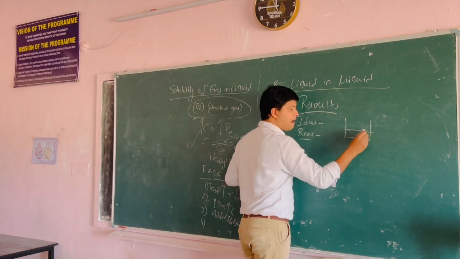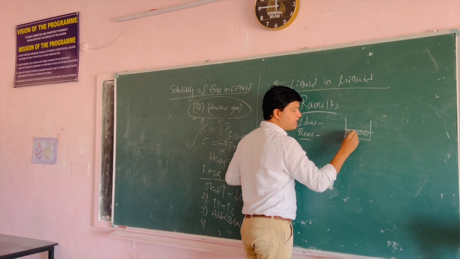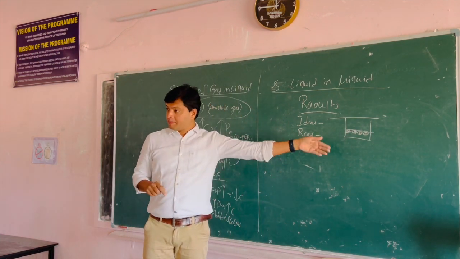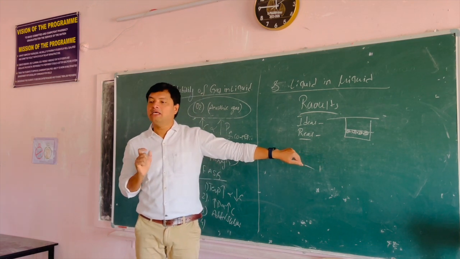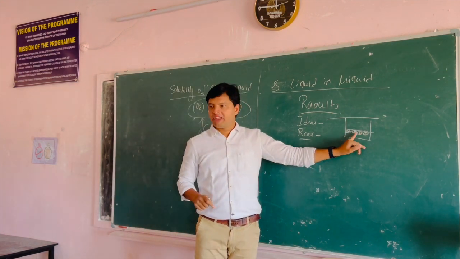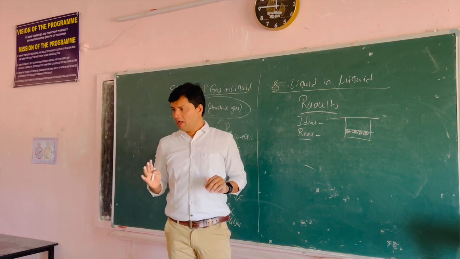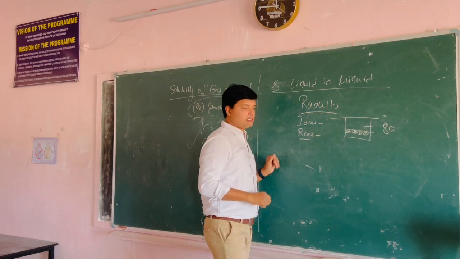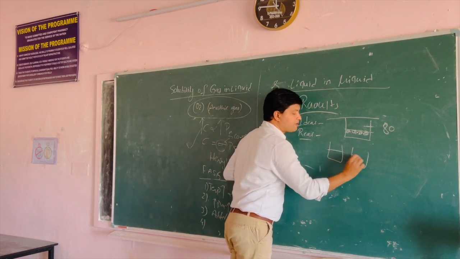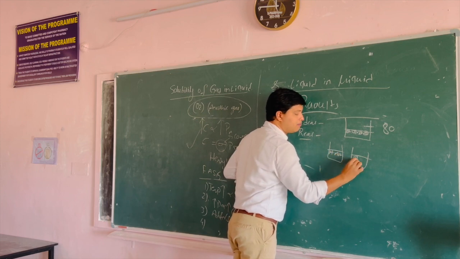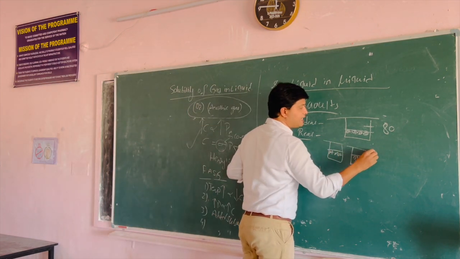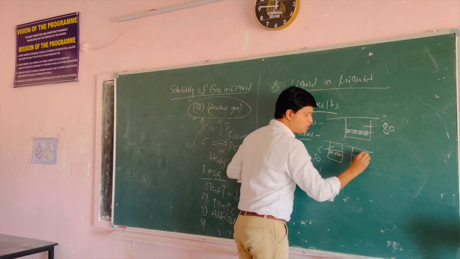Ideal mixture means, let's say I am taking mixture A and B, two molecules are there. When I close the lid and measure the pressure, you need to define it. What is the definition for ideal mixtures? I took a mixture of A and B liquid, closed the lid, and measured the vapor pressure. I got a vapor pressure of 80. Then I measured the individual vapor pressures of A and B. To say it is ideal, if this is 30, this should be 50.